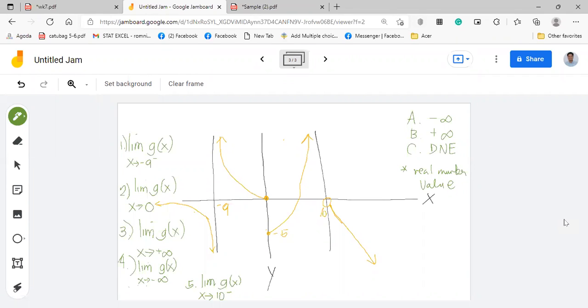Kapag nasagutan nyo ito, 3 ang tamang sagot nyo sa 5, then I think you are ready now to do your performance task on the graphing. Pero yung iba ay yung pag-aaralan din. Okay, please comment your answers. 30 seconds.